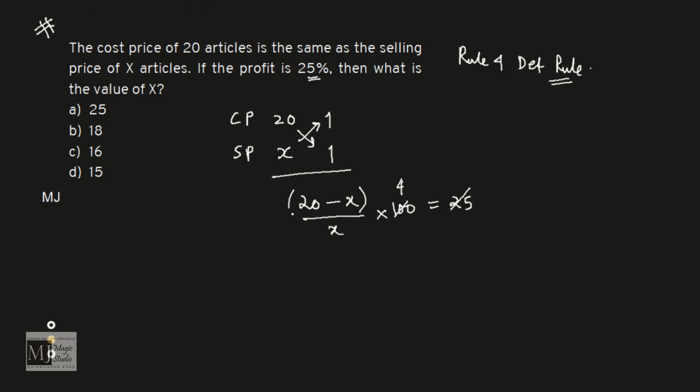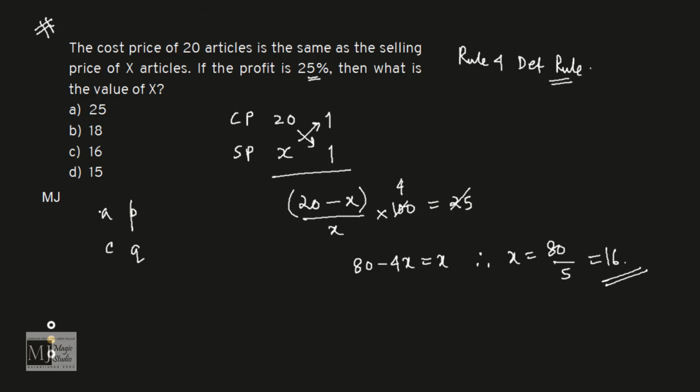Now you will tell me how quickly we can do this, isn't it? 80 minus 4x is equal to x. Therefore, x is equal to 80 by 5, that is 16. Since I'm writing, I'm taking up time, but when you do it, you can do it in 4 to 5 seconds. Believe me, have faith in that rule.